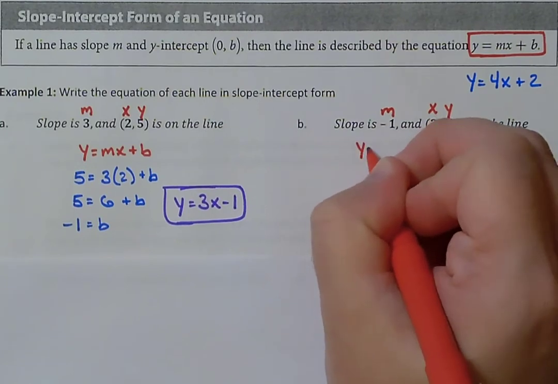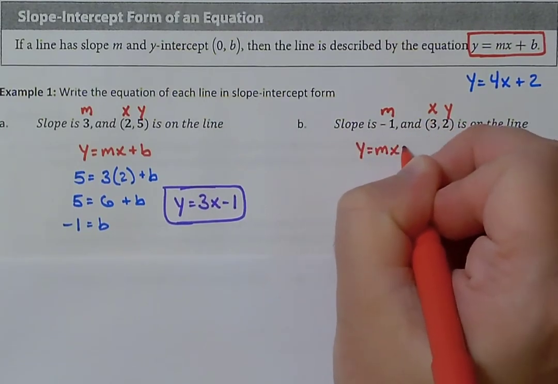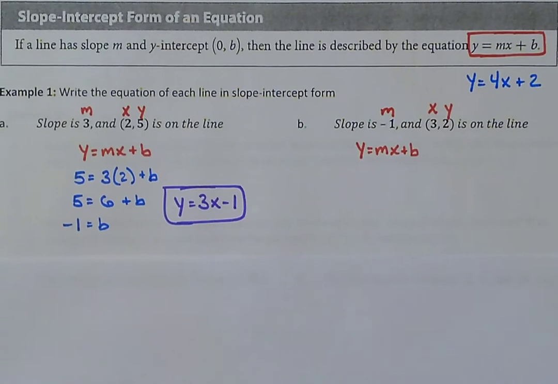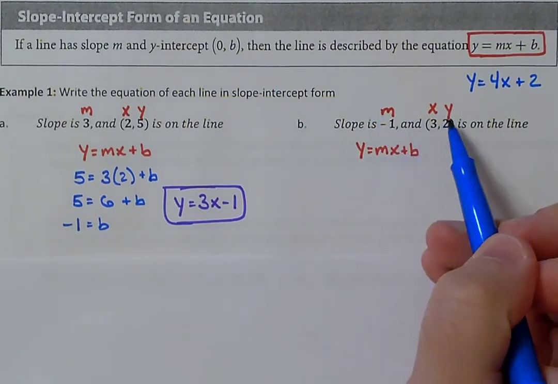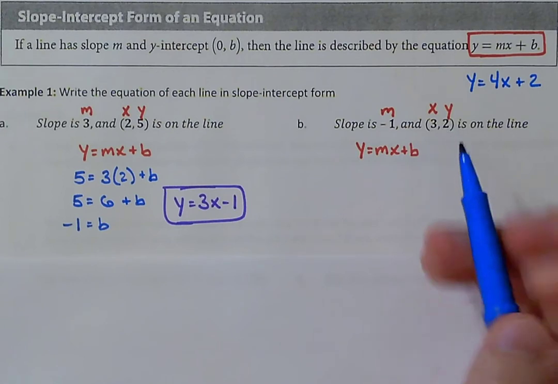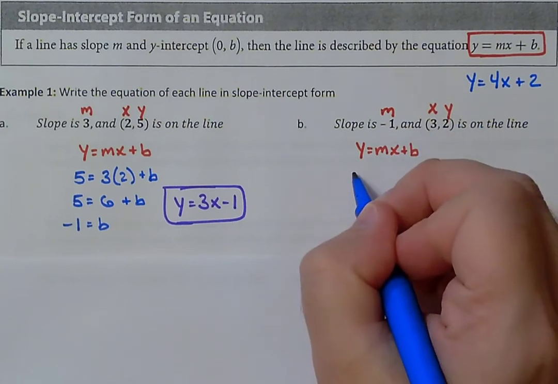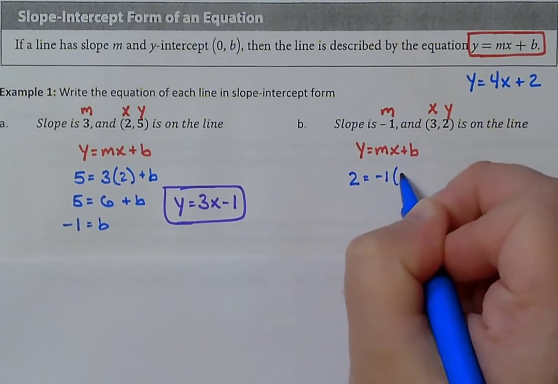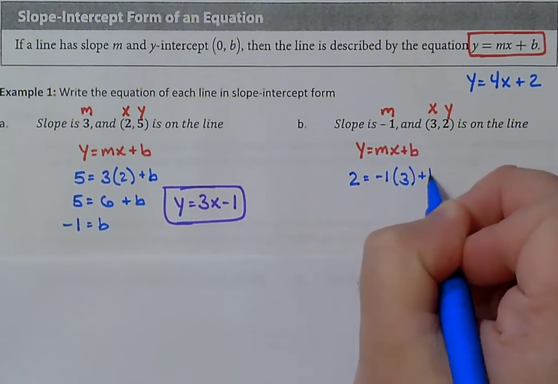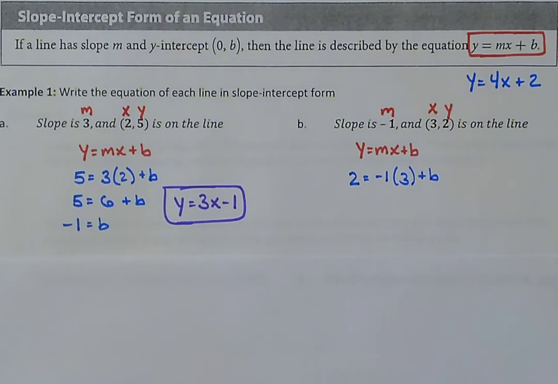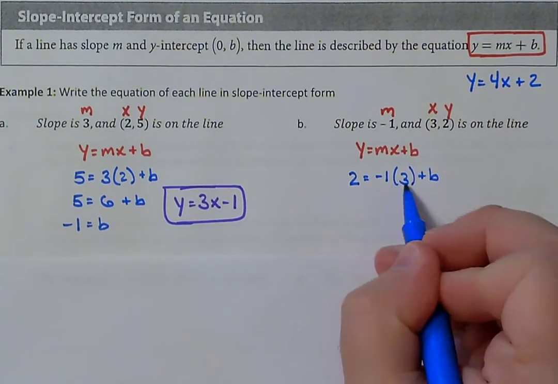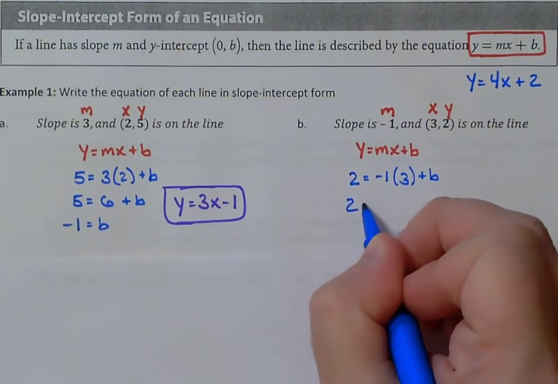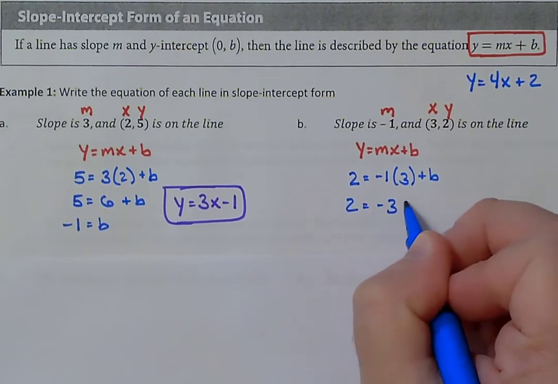So again, we're going to take our y equals mx plus b. We're going to take the stuff that we know, which our slope is -1, and our x and y are 3 and 2. So we're going to have 2 equals -1 times 3 plus b. So now we just have to go through and solve for b. So we're going to multiply these two together first. So we have 2 equals -3 plus b.